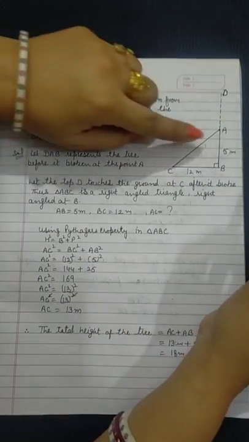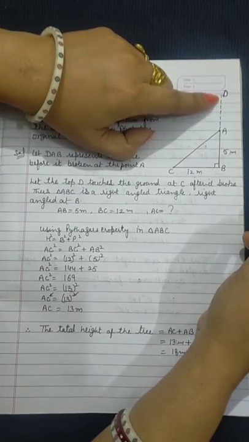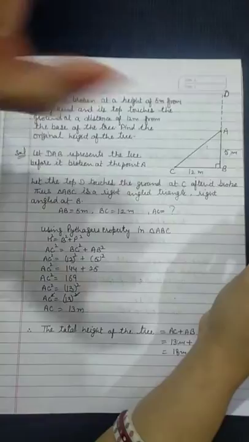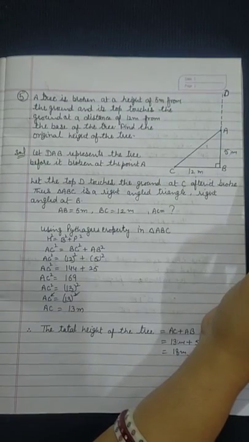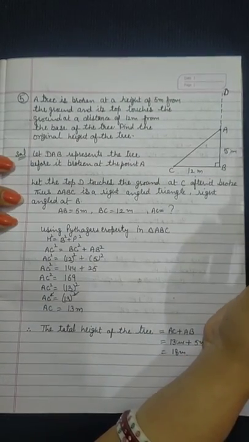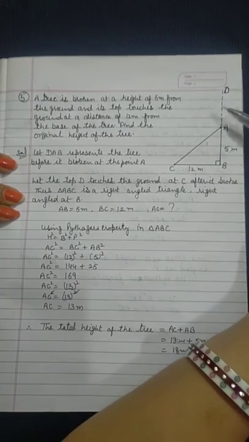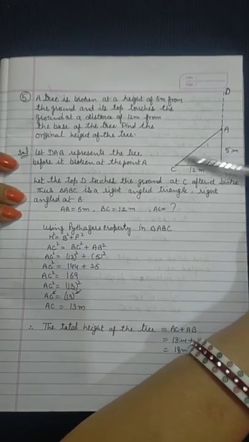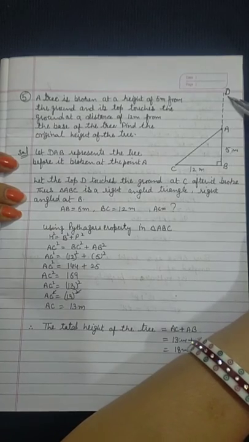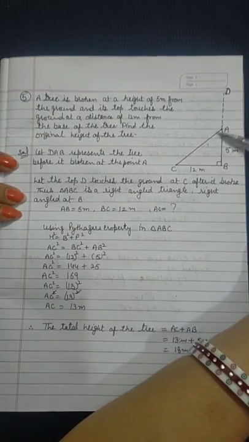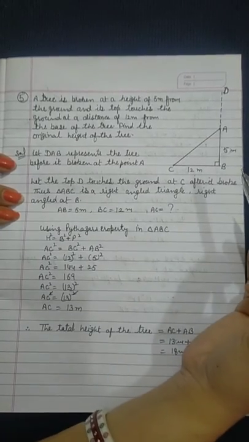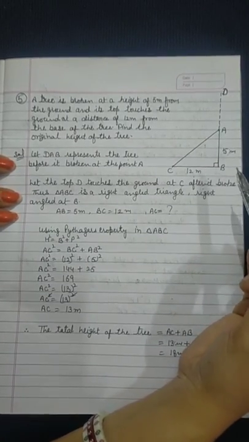We will first find out what DA is here, and we will add DA to AB, and we will get the original height of the tree. And just remember one thing: when the tree has broken and fallen on the ground, this distance and this distance are the same length, because it is the broken tree which fell on the ground. So let's start now.